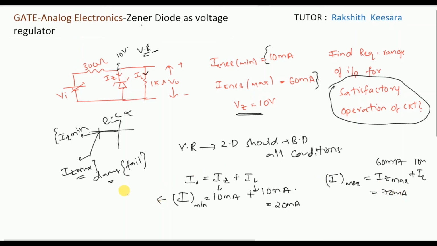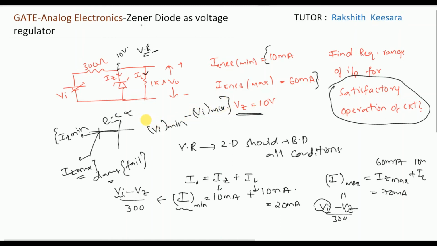So what is the equation of current? V input minus Vz by R. R is 300 ohm. See, if you consider I minimum, you will get Vi minimum. So calculate Vi minimum. And similarly, if you consider I maximum, since Vz is a constant value, you will get Vi maximum. I am not solving this, guys, because it is very easy. So this is the required input range to keep the diode current between Iz minimum and Iz maximum so that the circuit will operate satisfactorily.